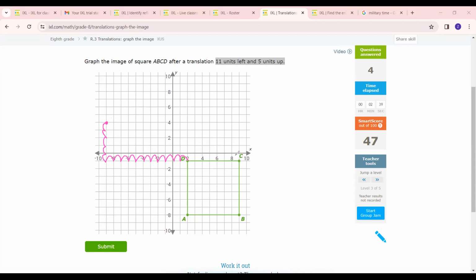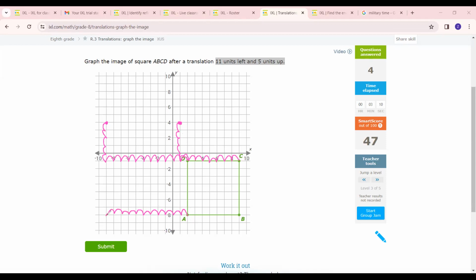So it's going to be 1, 2, 3, 4, 5, 6, 7, 8. 5 units up. 1, 2, 3, 4, 5. So this is going to be the next point. And similarly, 11 units to the left, 5 units up. 1, 2, 3, 4, 5, 6, 7, 8, 9, 10, 11.